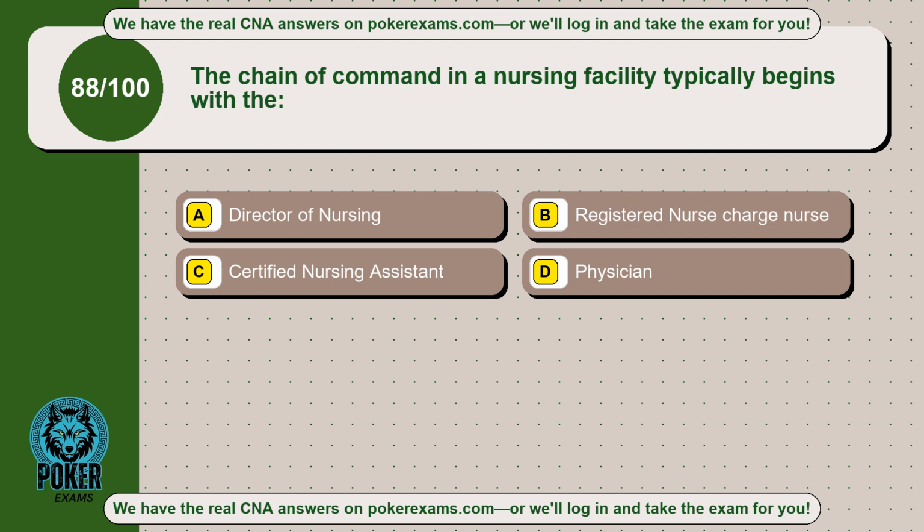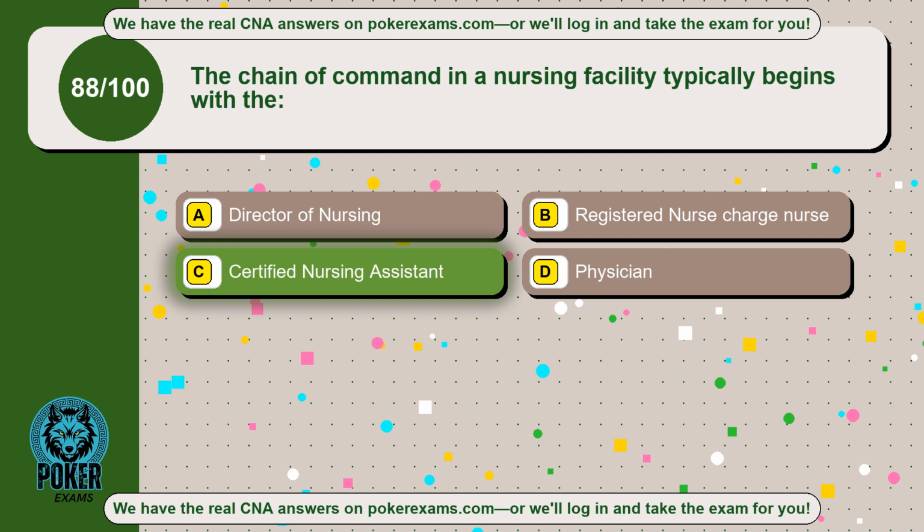Question 88. The chain of command in a nursing facility typically begins with the: Option A, Director of Nursing. Option B, Registered Nurse, Charge Nurse. Option C, Certified Nursing Assistant. Option D, Physician. The correct answer is option C.